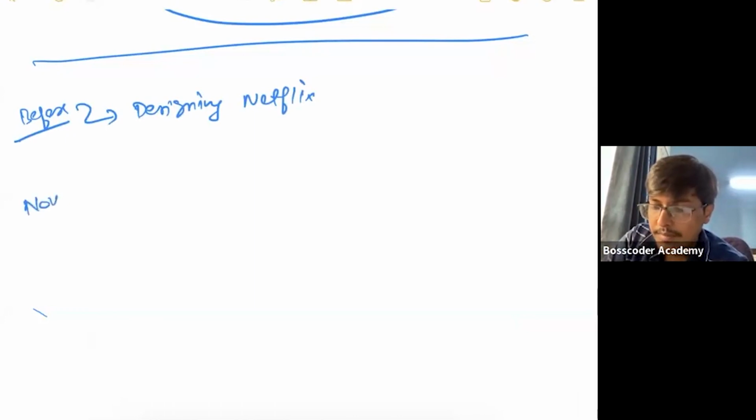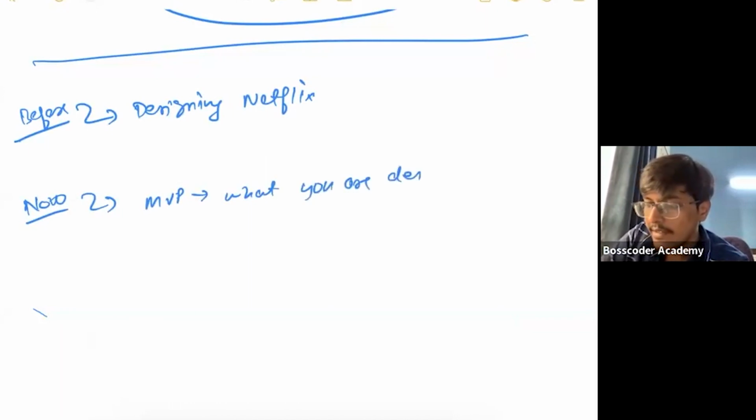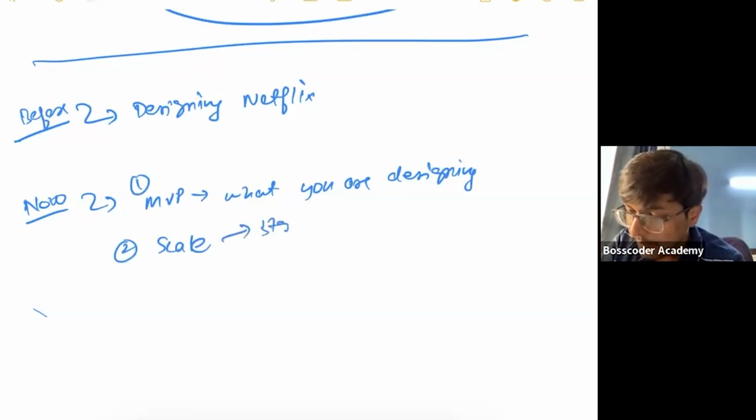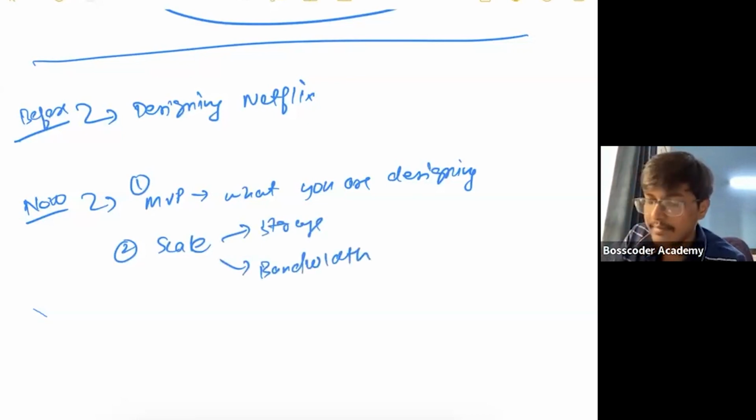However, now you have much better clarity. You exactly know what you are designing. So you know the MVP of what you are designing. You also know the scale you are designing. So you know that for storing movies, I don't have to care much. But for storing user data and movie details, I have to think about it, right? Bandwidth is also a problem. We have not discussed it, but it's a problem that we will discuss in some time.